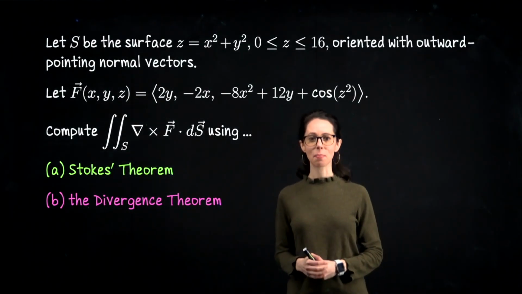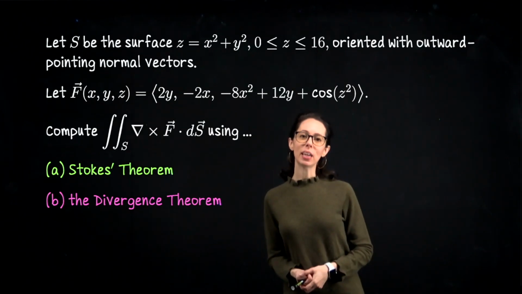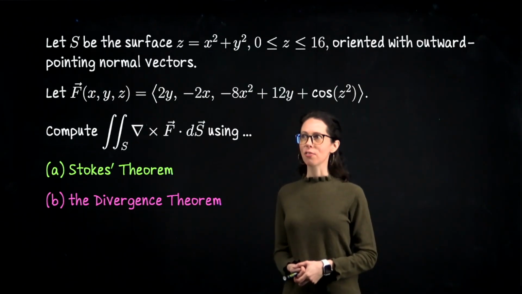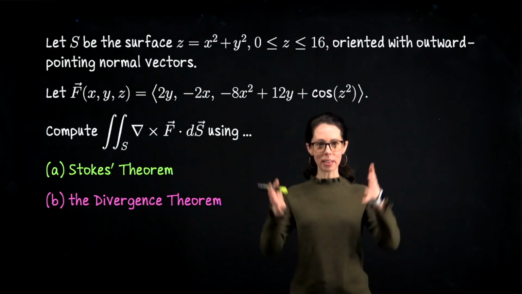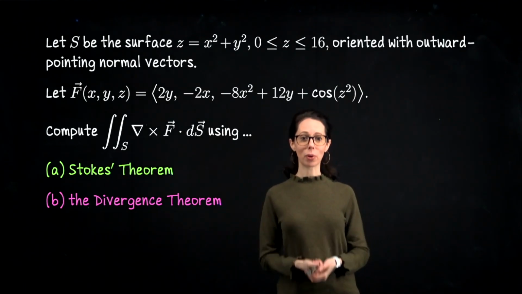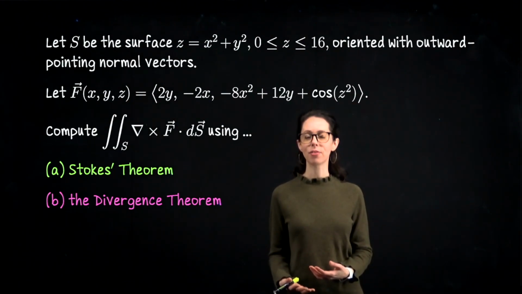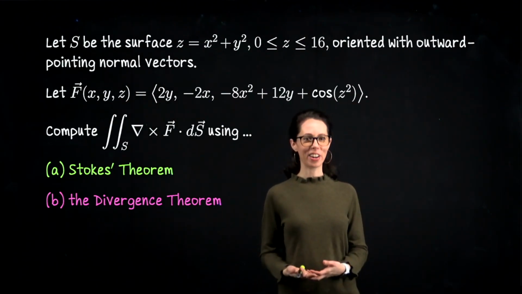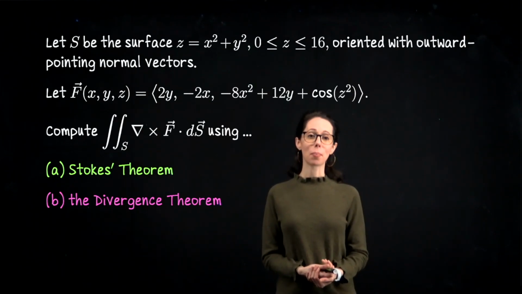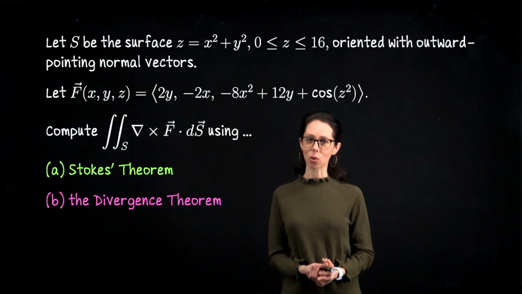So the context here is imagine that we have the paraboloid z equals x squared plus y squared from z equals 0 to z equals 16. So we have a piece of this paraboloid, a cup opening upwards. We have this vector field F, and we would like to compute the curl of F and do a surface integral of that curl across this paraboloid, where our paraboloid has been oriented with outward pointing normal vectors.